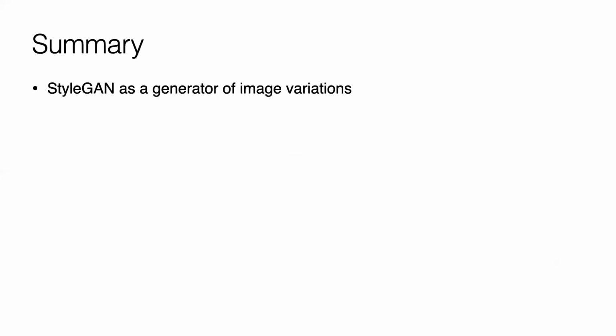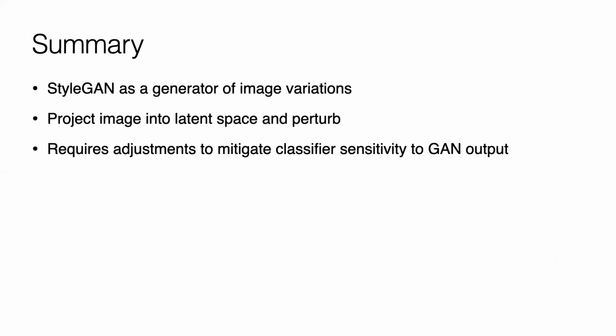To summarize, we use the StyleGAN generator as a source of emergent image variations. We project an image into the generator's latent space, perturb the latent code, and ensemble these variations together at test time. However, due to imperfections in the GAN reconstruction, we need to adjust the ensembling procedures.